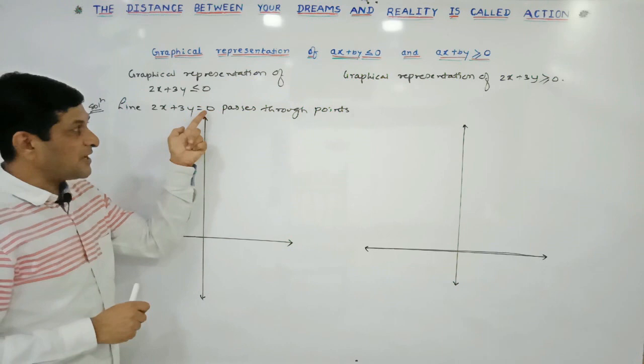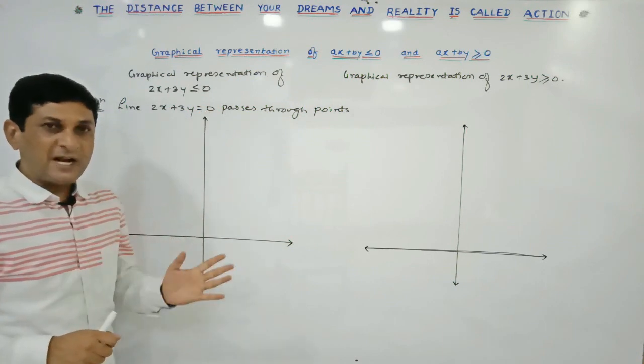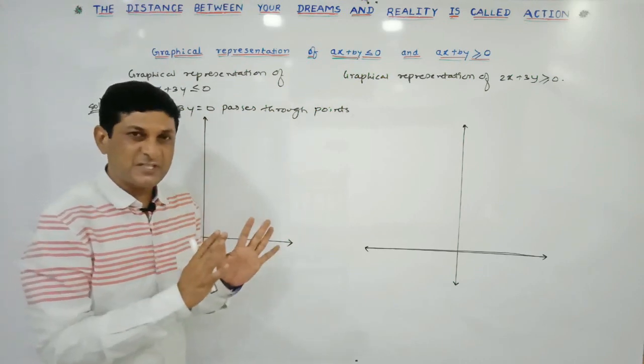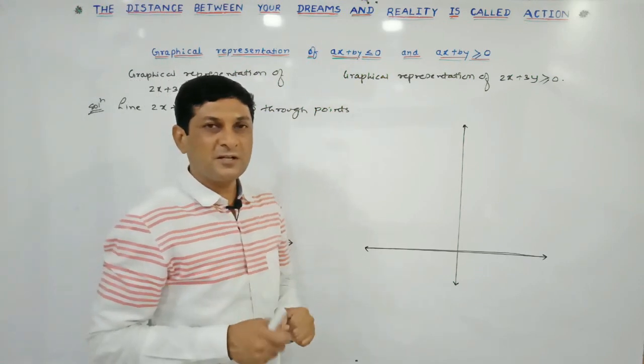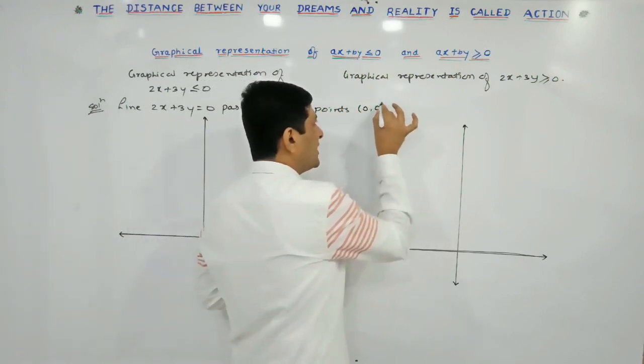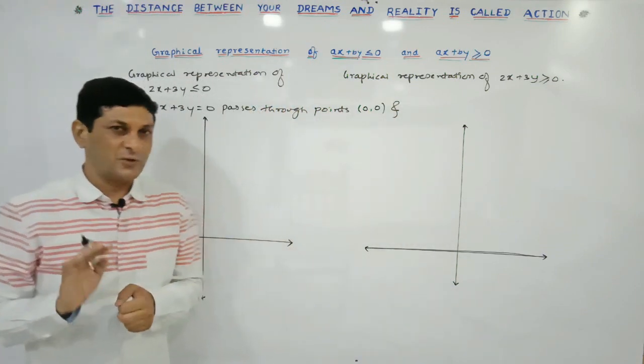So here easily we can observe that the constant term in the equation of the line is 0, and we know that whenever the constant term in the equation of the line is 0, means the term of x is present, y is present, and the constant term is 0, at that time the line passes through what? Origin. Means one point on the line is already known to us. What is the coordinate of this point? 0, 0.